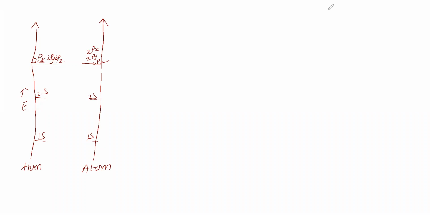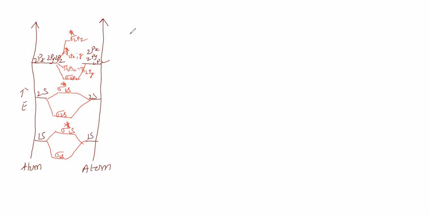They undergo linear combination. Due to linear combination, this will give sigma 1s, sigma star 1s, then sigma 2s, sigma star 2s, then sigma 2pz, then pi 2px equal to pi 2py, then pi star 2px equal to pi star 2py, then sigma star 2pz.